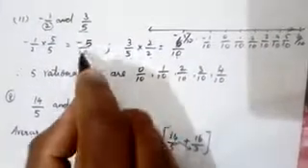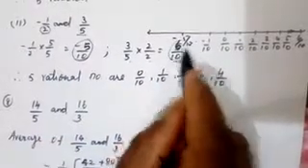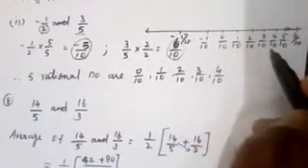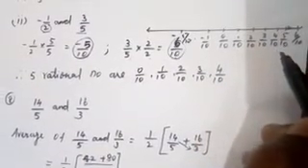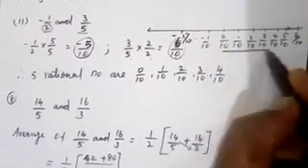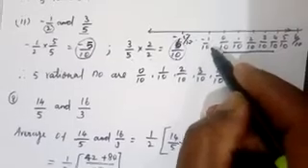Now we want to find a rational number between minus 5 by 10 and 6 by 10. So you have to consider the positive rational numbers and negative rational numbers and find any 5 rational numbers. So I wrote here 0 by 10 to 4 by 10. You can select the rational numbers randomly.